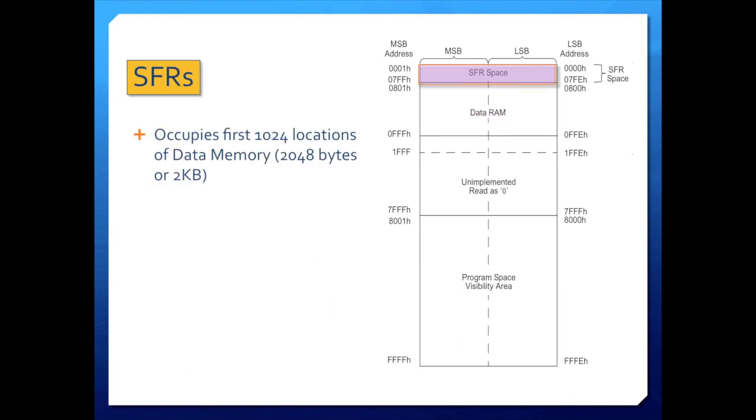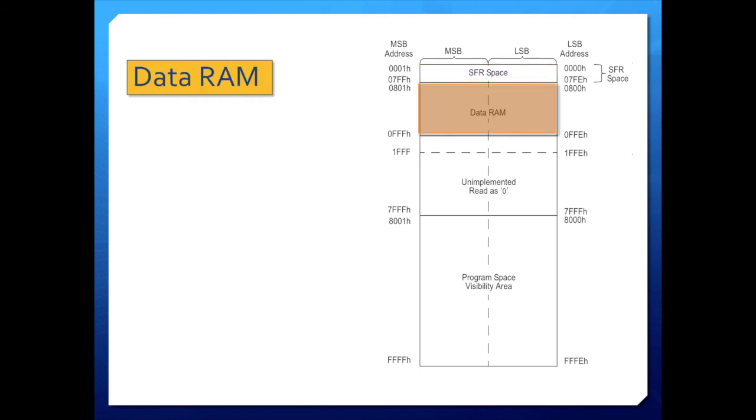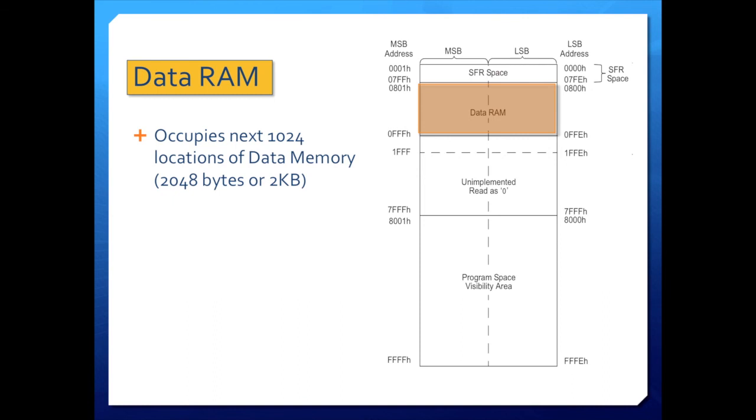The SFRs occupy the first 2 kilobytes of that memory, and they're used by the CPU and peripheral devices for specific operations. One example would be LATA or LATB. When we're trying to output, maybe turn on an LED, for example, we have to write to those ports. Those ports are registers that are located in the SFR space. Data RAM occupies the next 2 kilobytes of memory, and the first address is 2048, because 0 to 2047 is occupied by the SFRs.